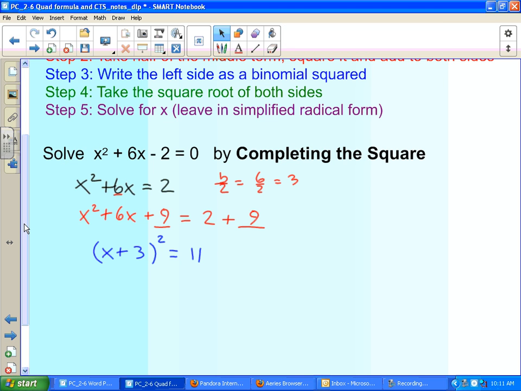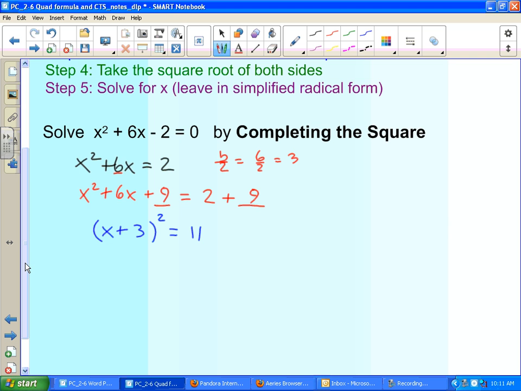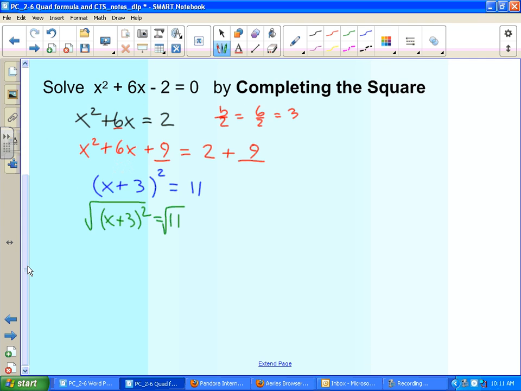Step 4, we are ready to take our square root because we have x plus 3 quantities squared. So we're going to take our square root now. So we have x plus 3 squared equal 11. We're taking the square root of both sides. When I take a square root, how many answers? 2. So I get x plus 3 is equal to plus or minus the square root of 11. Leave it. Don't make it a decimal.